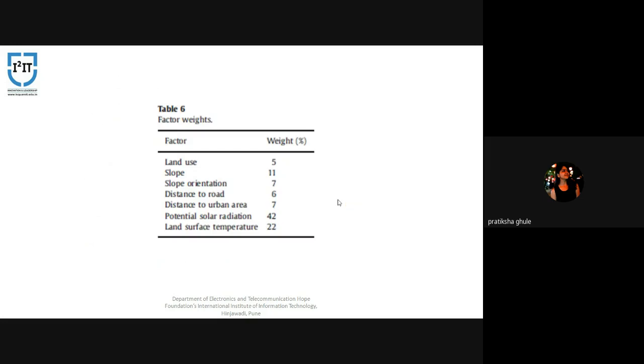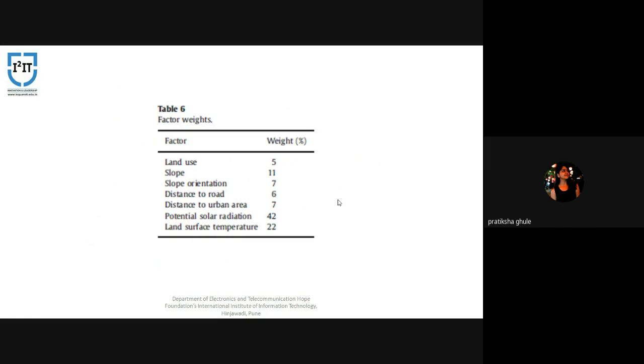Now here you can see the factor weights, like according to factors there are weightages given. For land use 5% weightage is given, slope 11%, slope orientation 7, distance to road 6, distance to urban area 7, then potential solar radiation 42, and land surface temperature 22. If you do the summation of all these weightages, it will be 100%.